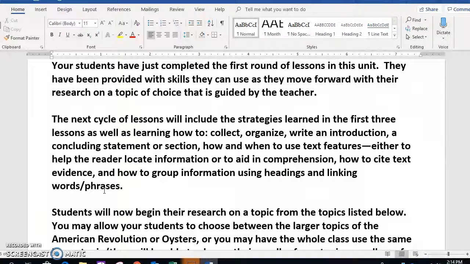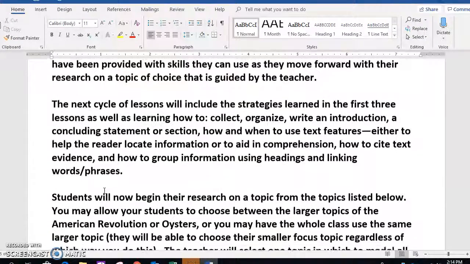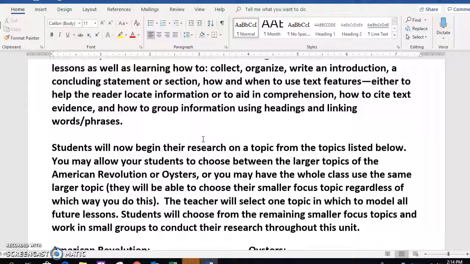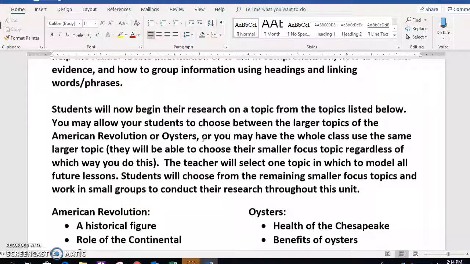You see the stop page on page 25. This reiterates that we've front-loaded some information for students, and the next cycle of lessons will focus on teaching students how to collect, organize, and write an introduction, concluding statement or section; how and when to use text features, either to help the reader locate information or aid in comprehension; how to cite text evidence; and how to group that information using headings and linking words.